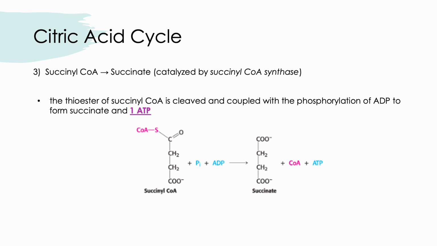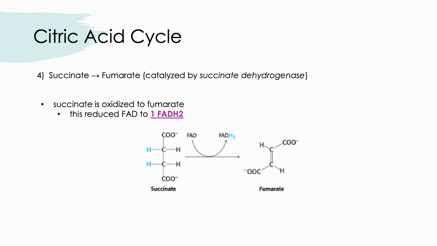In this reaction, from succinyl-CoA to succinate, the thioester of succinyl-CoA is cleaved, and this reaction is coupled with a phosphorylation of ADP to ATP, which forms succinate. This reaction is catalyzed by succinyl-CoA synthetase. Succinate is then oxidized to fumarate by the enzyme succinate dehydrogenase, in which FAD is used and becomes reduced to FADH2.